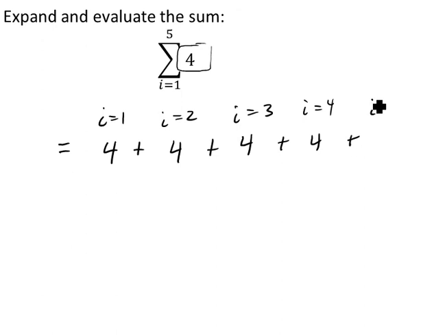And plug a 5 in for i, as that's when we stop based on the upper limit of summation. And again, there we would just get a 4. So we are simply adding 4 together 5 times, and so that gives us 20.